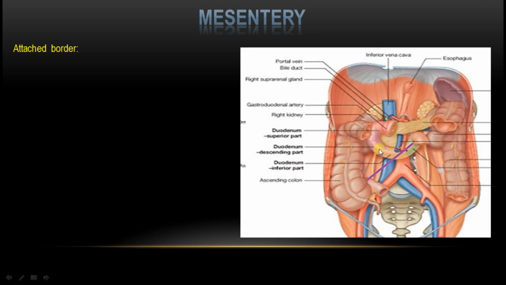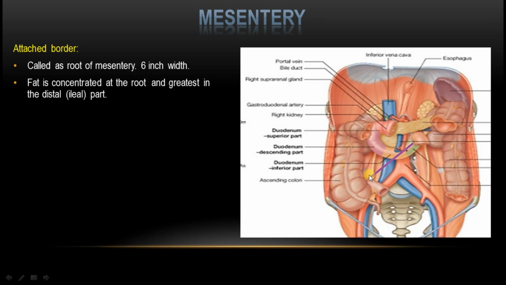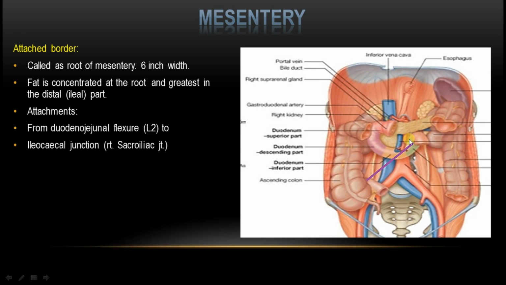You are able to see here the attached border from the duodenojejunal junction, called the root of mesentery, which goes to the ileocecal junction. Fat is more concentrated at the root. So from the duodenojejunal flexure to the ileocecal junction, L2 to the right sacroiliac joint, that is the extension of the root or the fixed border of the mesentery.